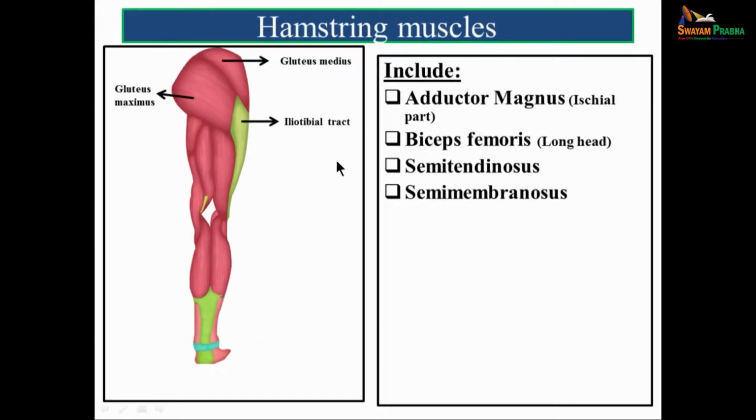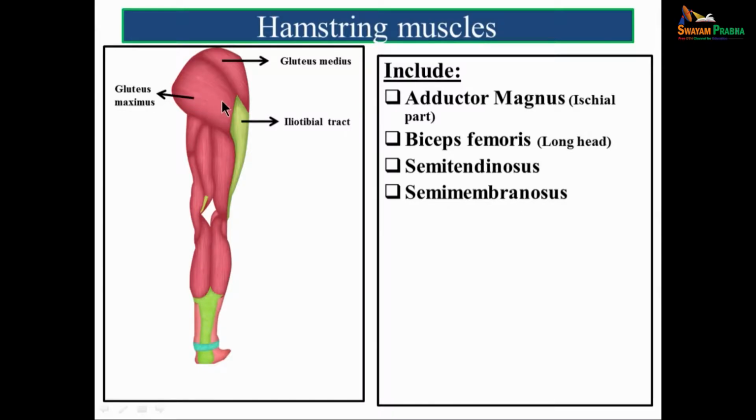Now, you look at this picture here. This is the gluteal region. This muscle is called the gluteus medius. This is the gluteus maximus. On the posterolateral aspect, you see the iliotibial tract, which is the thickened fascia into which the gluteus maximus muscle is attached.